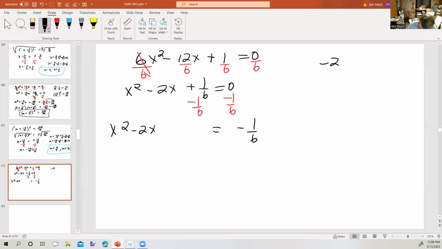Coefficient of x is -2. Divide it by 2, you get -1. Square it, you get +1. So we're going to add 1 to both sides.